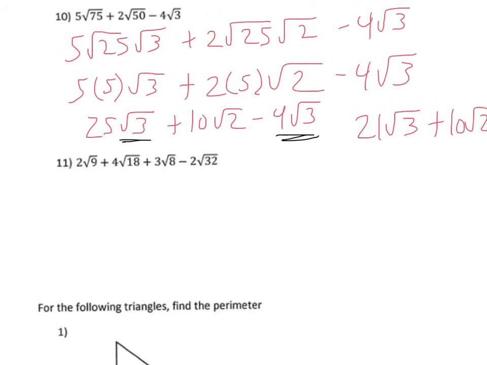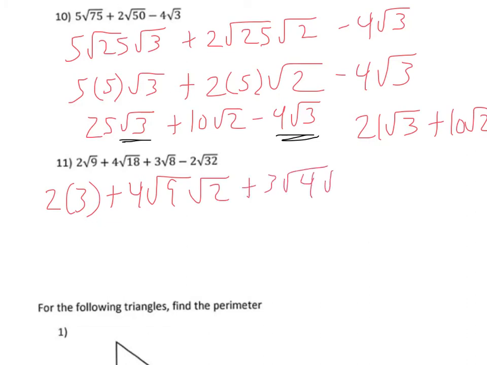Next, 2 radical 9 plus 4 radical 18 plus 3 radical 8 minus 2 radical 32. Simplify everything here. So right away we see that radical 9 is simply just 3. And we're going to break everything down. 4 radical 9 radical 2 plus 3 radical 4 radical 2 minus 2 radical 16 radical 2.